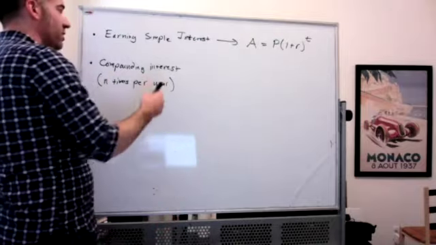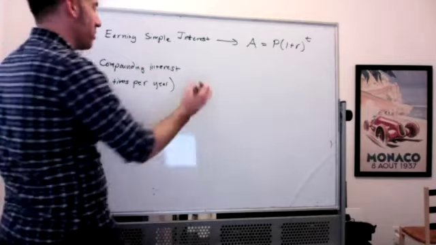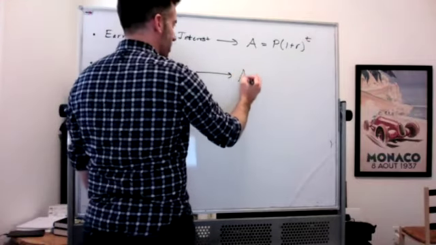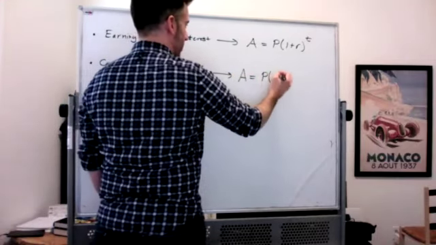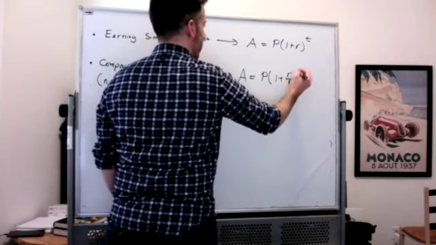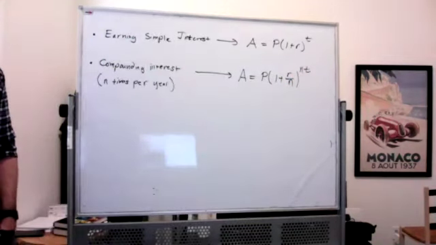But if they're compounding interest more than 1 time per year, then the formula is going to be A equals P times (1 plus R over N) to the NT power. N times T is your power.